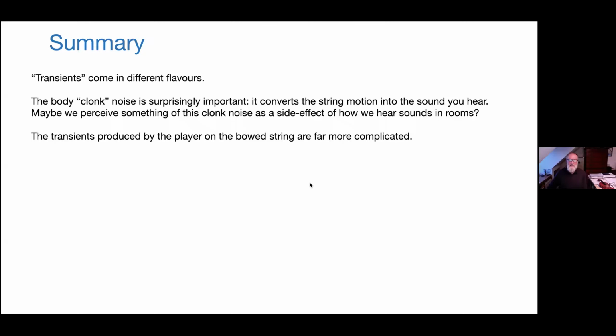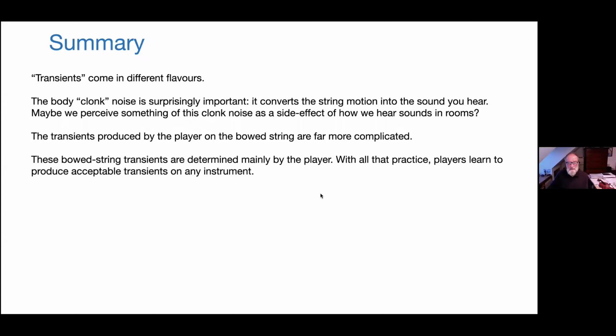The transients the player produces by bowing a string are far more complicated. They're mainly determined by the player, and that's why you have to do all those years of practice so that you nearly all the time produce acceptable transients, and you can pick up any violin, and with not very much lead time, you probably still produce acceptable transients. Something that's really different, like a solid body electric violin, you may have to tune in a little bit. It will feel different under the bow. But mostly players have just learned how to do this thing, and Gertler's diagram gives a clue about what it is they've learned to do.